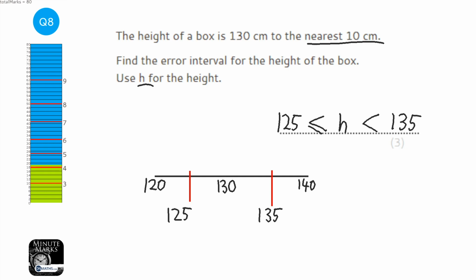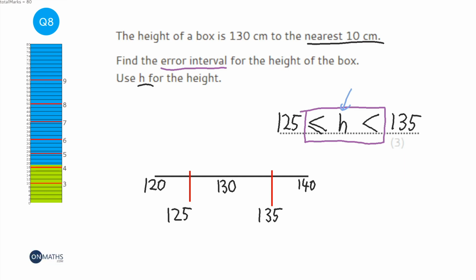Now this middle bit here will always be the same when you're answering this question, when you're asked for the error interval. The letter here might change. It might be fussy and ask you for a letter, or it might just say use any letter. If it says use any letter, X or N or whatever you want to use is acceptable. But the signs here will always look like this for an error interval.